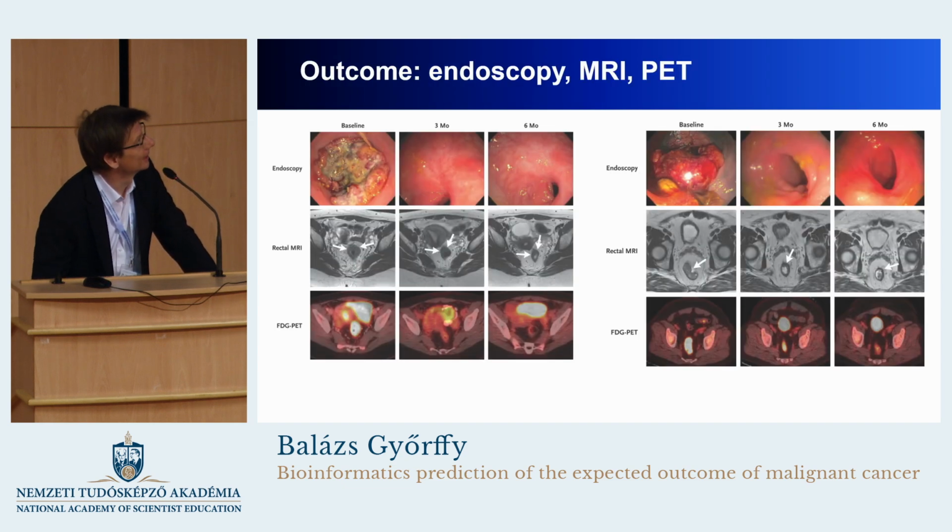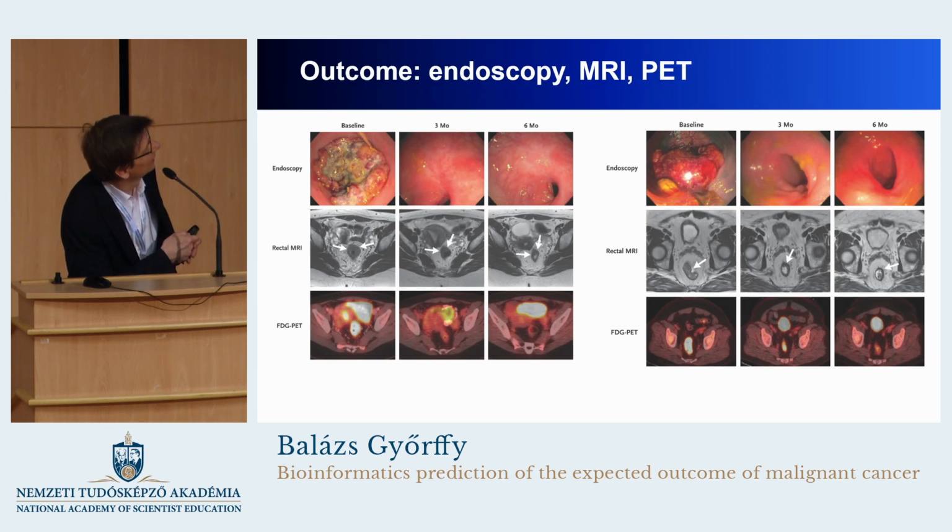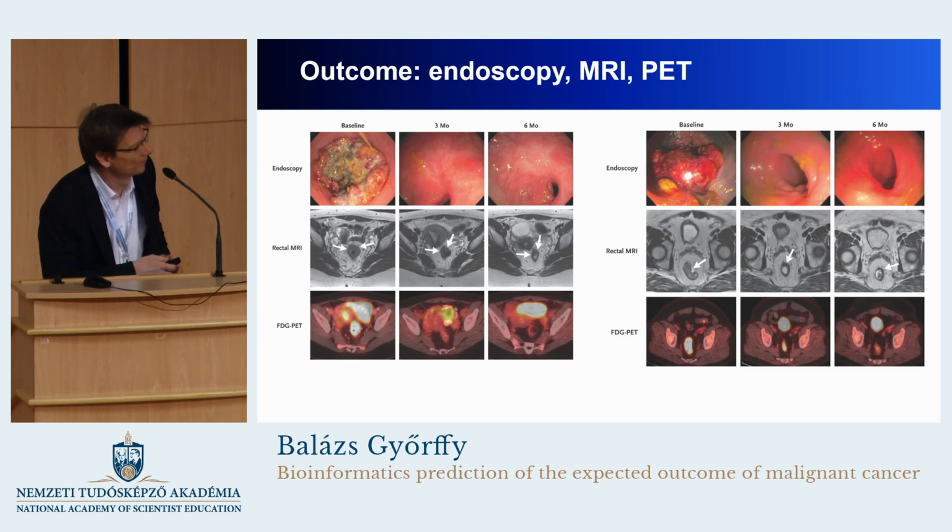And this is just an example of 2 cases. They had altogether 12 cases which they studied. So this is the initial phase. This is the baseline at the beginning of the treatment for both patients. And this is endoscopy, an image. This is an MRI scan. Here we see the tumor, and this is a PET scan. Here we see the tumor. This is the uterus, the bladder. So this is the tumor itself.